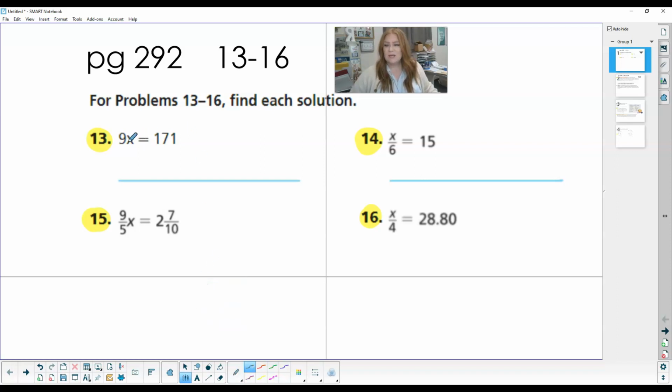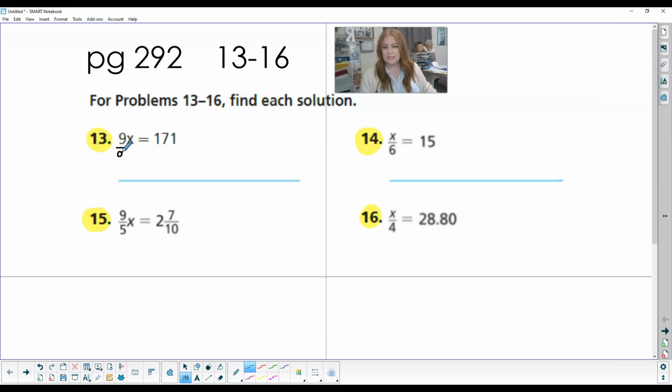This one we have 9x, so 9 times x equals 171. The opposite of multiply is to divide, and again, we need to show that we are doing the same thing to both sides, so the opposite of times is divide. That cancels out to 1x. So I need to do 171 divided by 9 to find out the solution of x. Then when you're done, you can do 9 times x to make sure it equals 171.